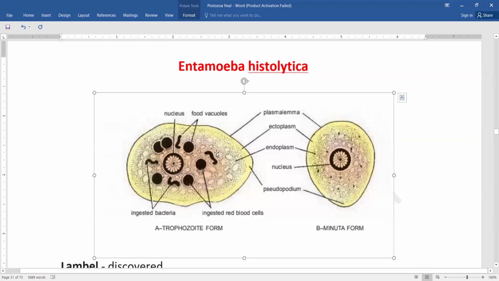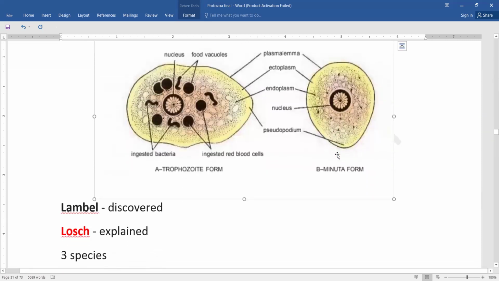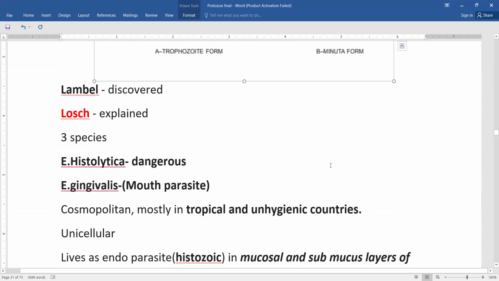It secretes histolysin, an enzyme that dissolves the tissue of the large intestine in human beings and causes ulcers. So anyway, let's complete these parasites very quickly today.